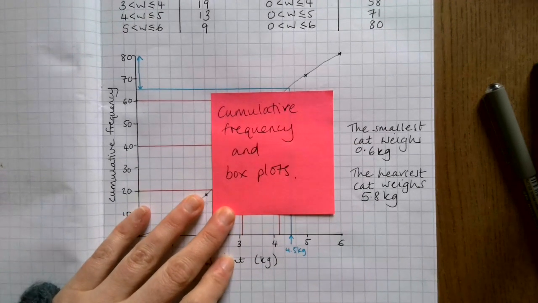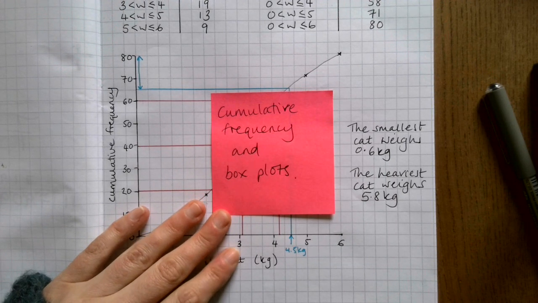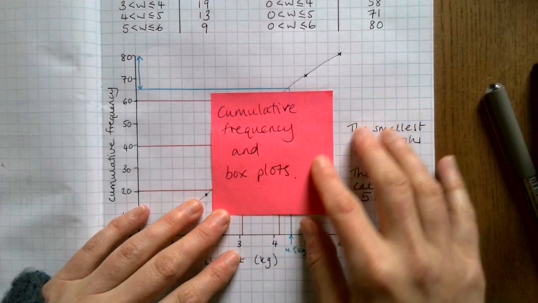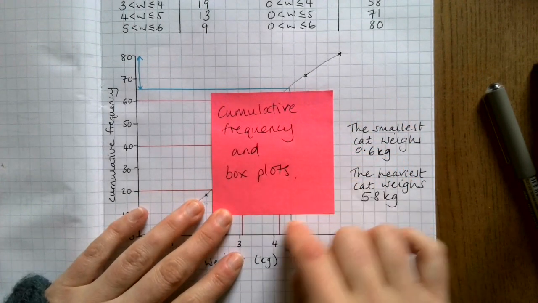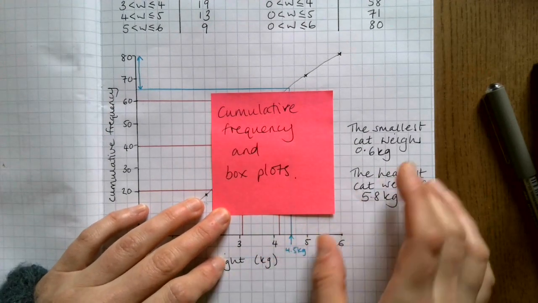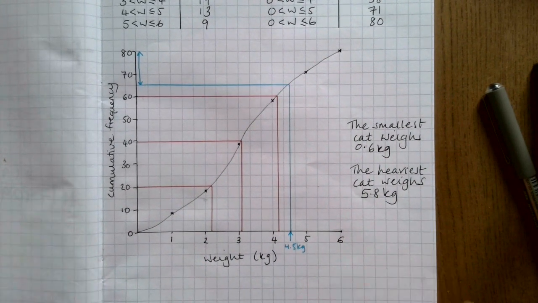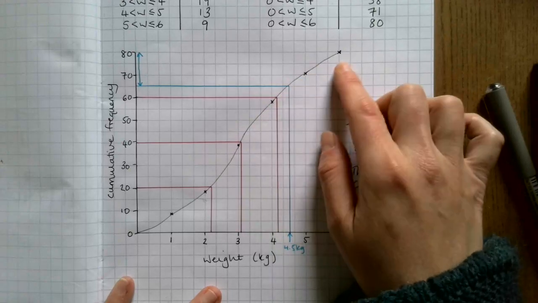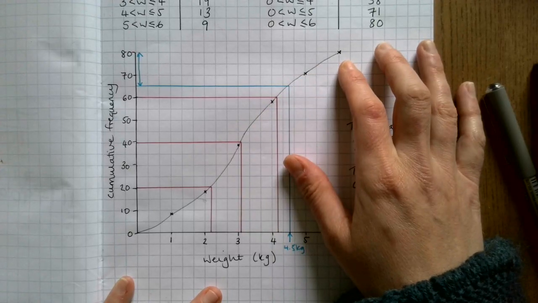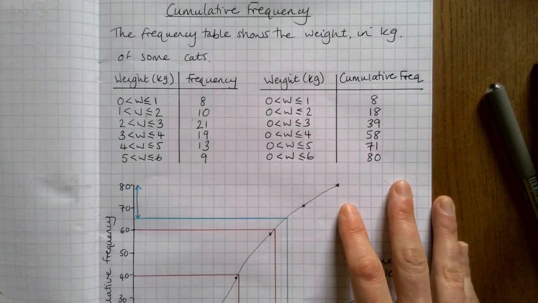Hi, so this is the second video about cumulative frequency, and this one is going to also look at box plots because box plots use a lot of the same information that come from a cumulative frequency diagram. So this is the graph that we used as an example last lesson. This is a cumulative frequency graph, and it was showing the weight of 80 cats.